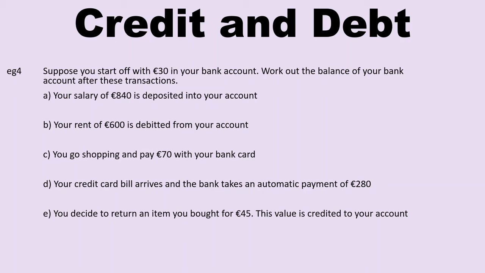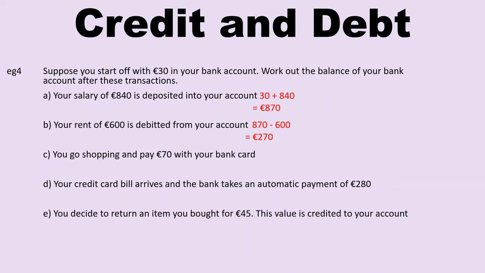Starting with part A now, if we started out with 30 euros in our account and our salary of 840 euros is deposited, let's add 30 plus 840, which is positive 870 euros. Then when we pay our rent of 600 euros, we'll do 870 minus the 600 that we're paying. That leaves us with 270 euros.